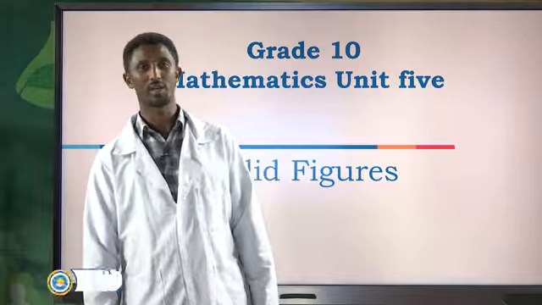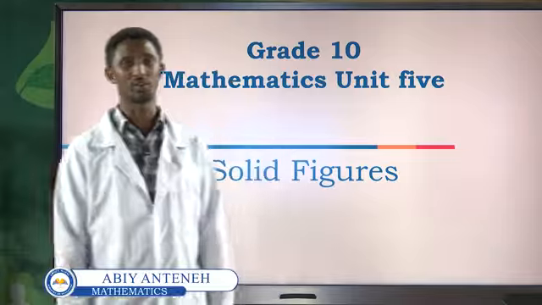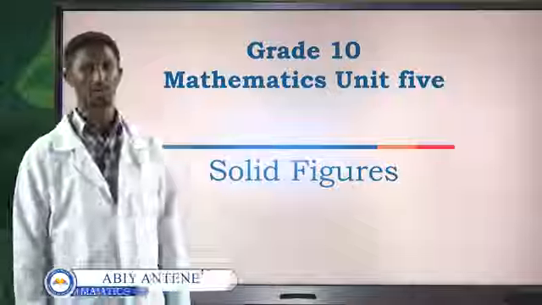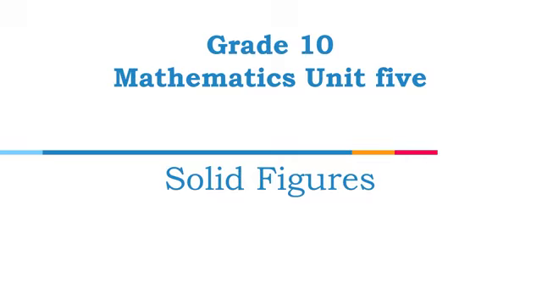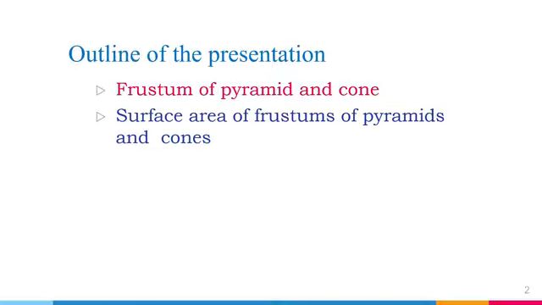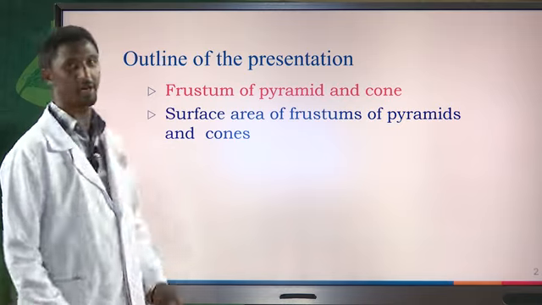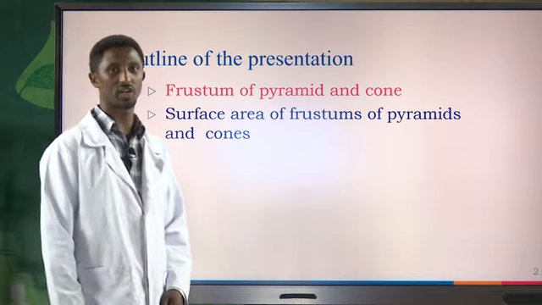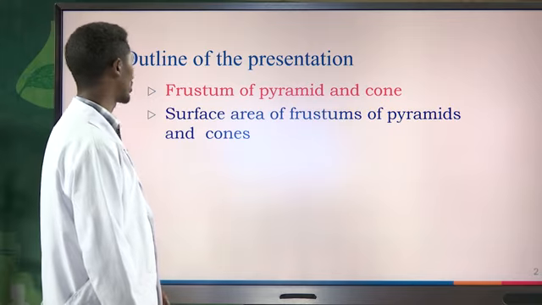Hello students, welcome to grade 10 mathematics unit 5, which is solid geometry. Solid geometry is about three-dimensional figures. In solid geometry, we'll now try to cover these points: a frustum of a pyramid and cone, what a frustum of a pyramid and cone is, and how we can determine the surface area of a frustum of a pyramid and cones.